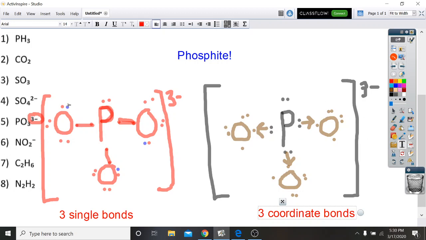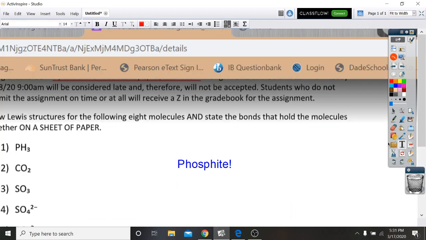In this case, the O and the P are sharing them equally. One shares one, the other shares the other. In this one, it's just the P sharing. The P is able to share a lone pair in the direction of the oxygen. Good job, guys. NO2 minus, we're almost done.